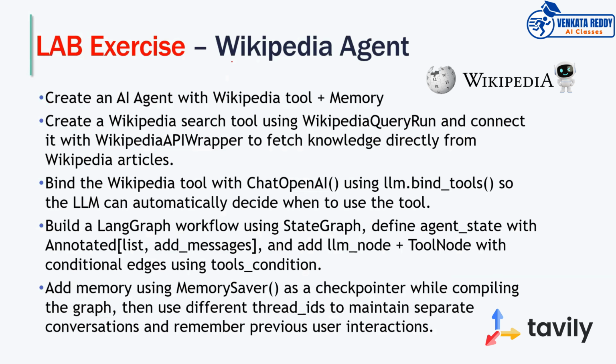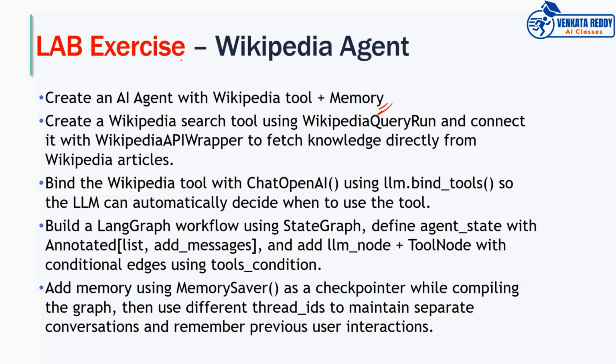But if you want to search for personalities, if you want to search for information related to scientists or politicians or anybody, any internet personalities, then Wikipedia is a better tool. Everything is well articulated there and they have collected a lot of information. Probably if I want to create an AI agent with Wikipedia as the tool, how do we do it, and we also want to implement memory. So this lab exercise is for us to create an AI agent with Wikipedia as the tool.